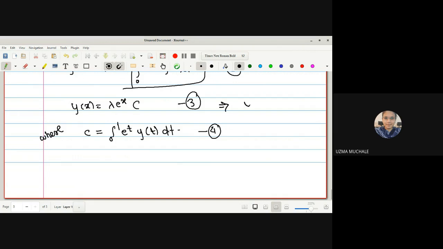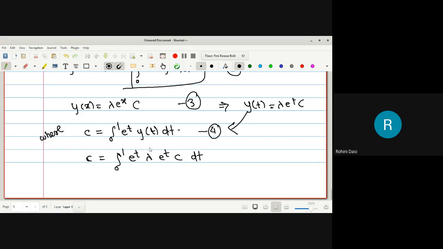So equation number 3, I can write as y of t is equal to lambda e raised to t c. Now I can put this in equation 4 as we want to find the value of c. So c is equal to integration 0 to 1 e raised to t, y of t is nothing but lambda e raised to t into c, dt. Simply, equation 3 we have written in terms of t and then substituted it in equation 4. Is there any doubt?